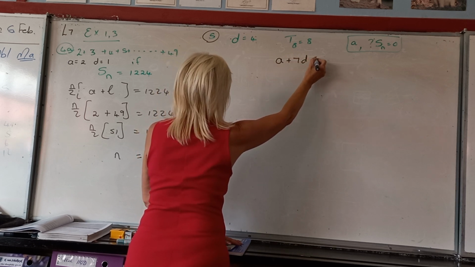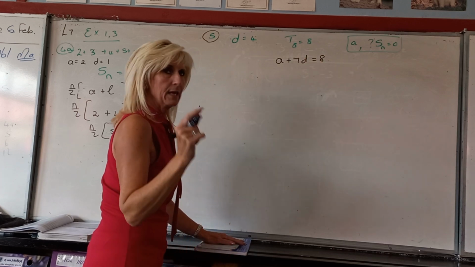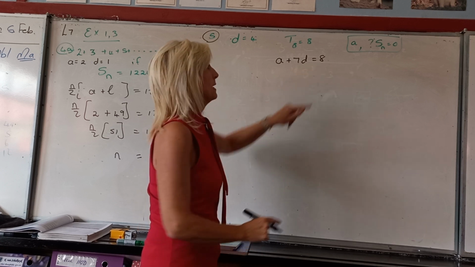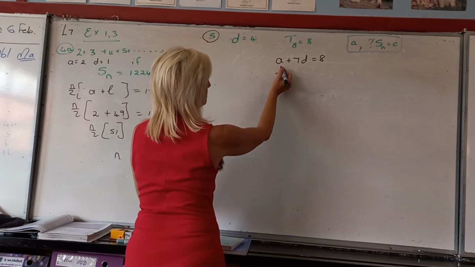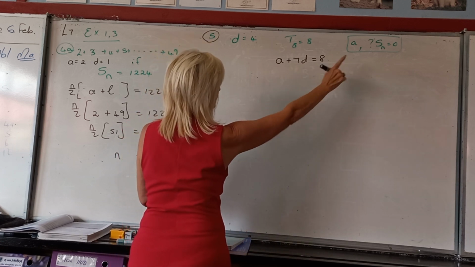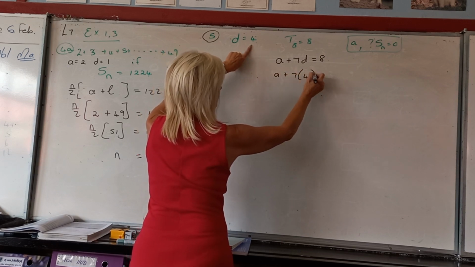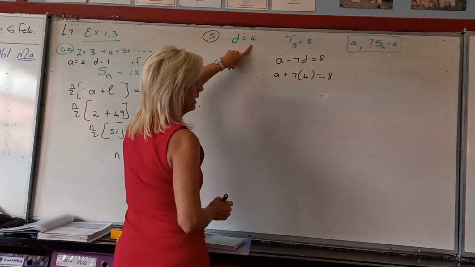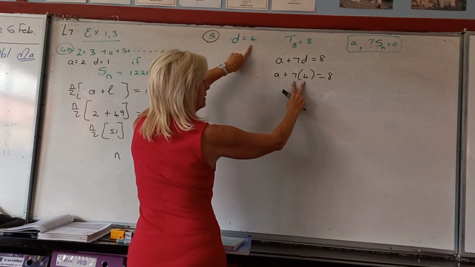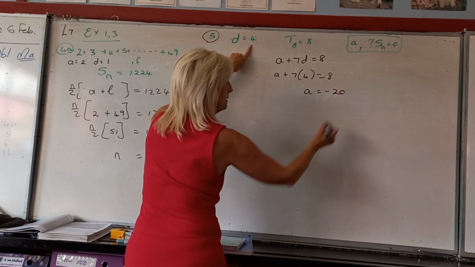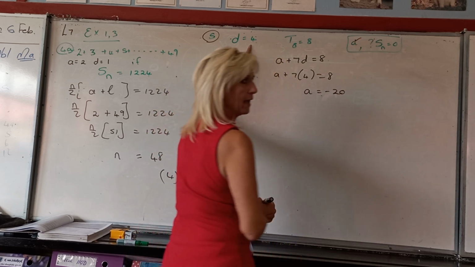7d. Excellent. What are we doing all the time? Tn is a plus n minus 1 d. Then we substitute our a. No, not our a, that's the question. We've got d, we don't have a. To solve then for a would be equal to, this is 28 minus 28, so a is equal to negative 20. First one, check. I've done a.